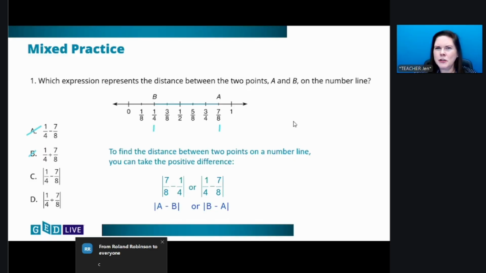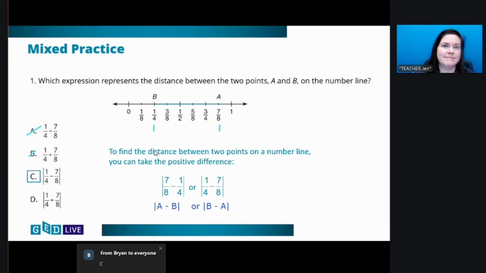So it might have initially been a little bit worrisome that when we took the positive difference, 7 over 8 minus 1 over 4, that wasn't there in the answer choice options. But we can remember the absolute value of A minus B is the same as the absolute value of B minus A.